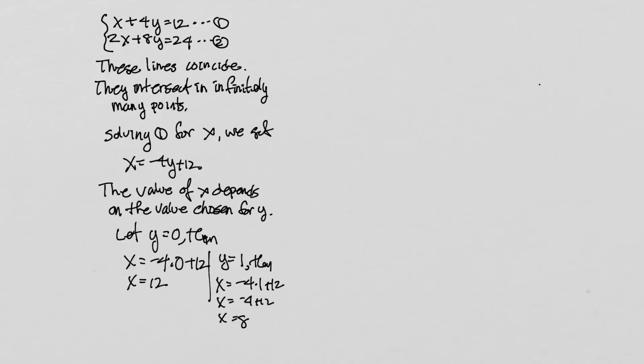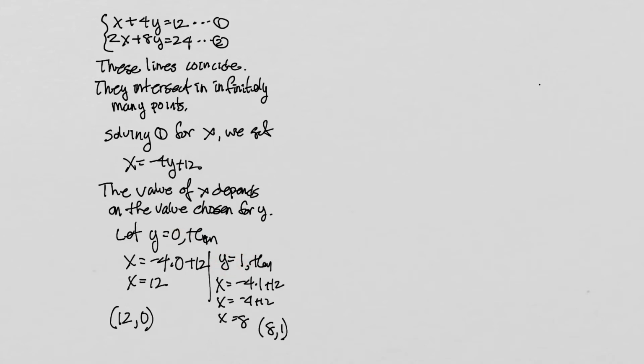In the first case, if we chose 0 for y, we would get 12 for x. So we would get this point of intersection, 12, 0. In the second case, if we choose 1 for y, we would get 8 for x, and then we get this point of intersection, 8 and 1. Now, we have infinitely many choices for y. These are just two of them, the 0 and the 1. We have infinitely many choices.